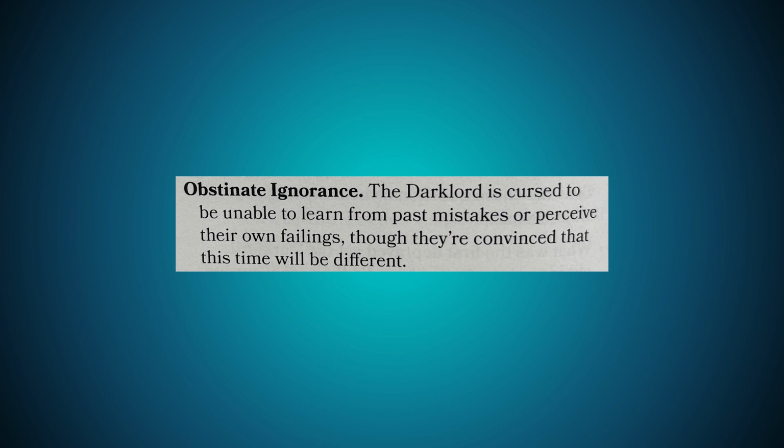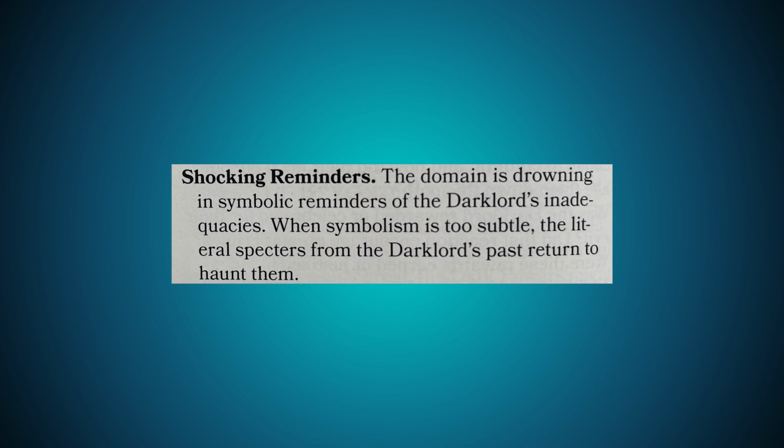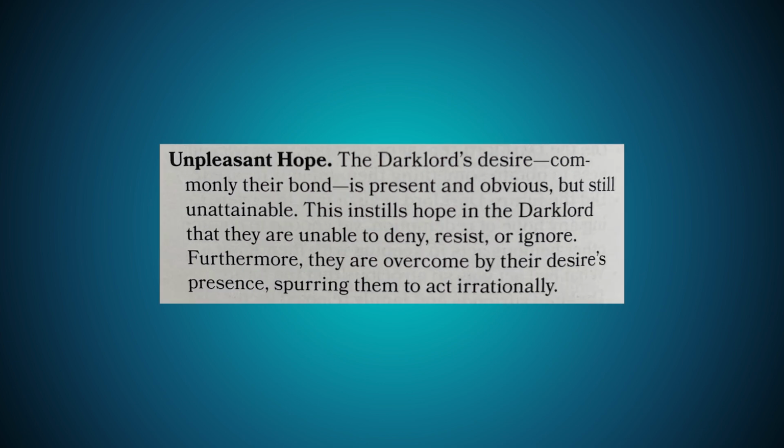Obstinate ignorance. The Dark Lord is cursed to be unable to learn from past mistakes or to perceive their own failings, though they are convinced that this time will be different. Shocking reminders. The domain is drowning in symbolic reminders of the Dark Lord's inadequacies. When symbolism is too subtle, the literal specters from the Dark Lord's past return to haunt them.